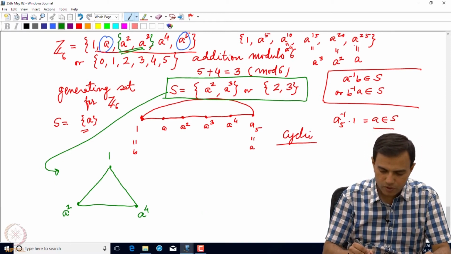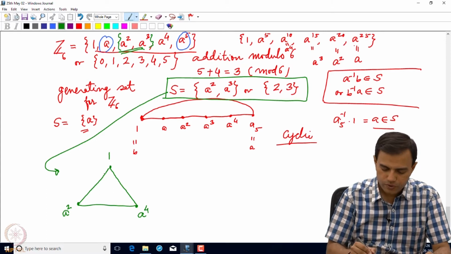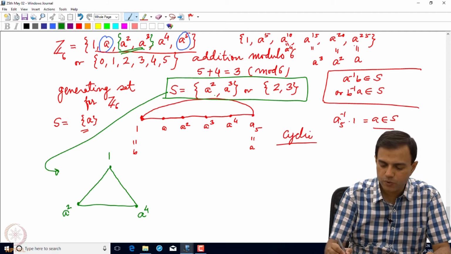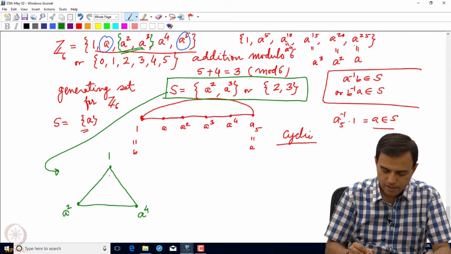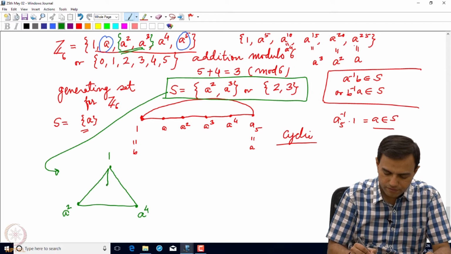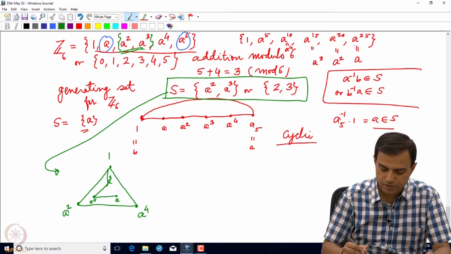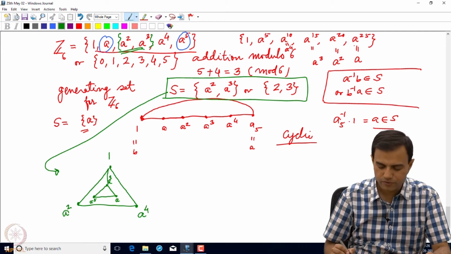I am connecting it because A square belongs to, so here I am doing A inverse B, that's A square, which belongs to S, the generating set. And now I have A cube here, and then A raised to the power 5, and then A, which is A raised to the 7, and back to this.